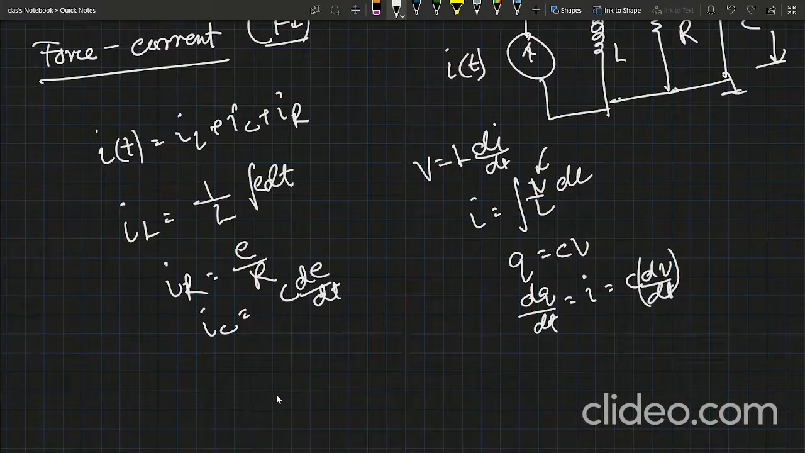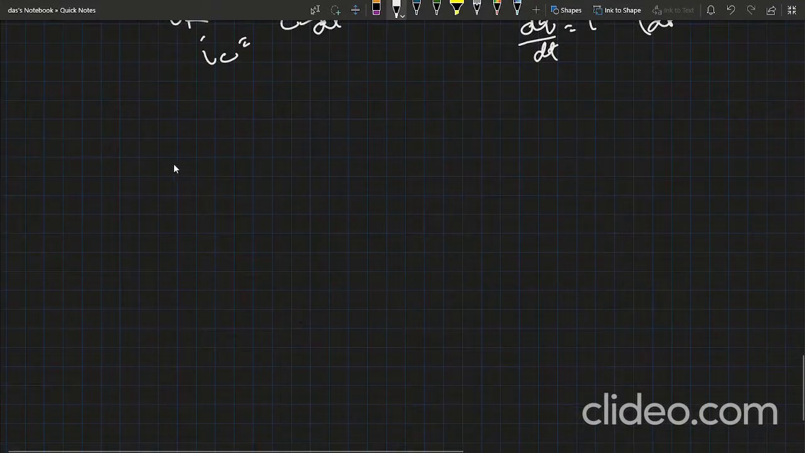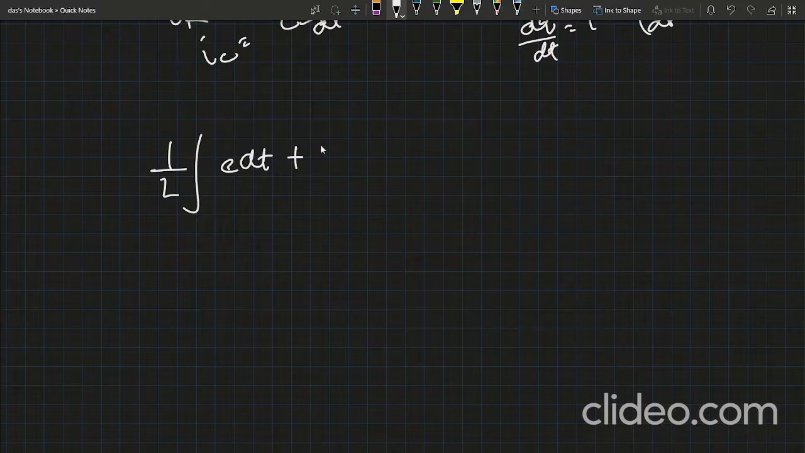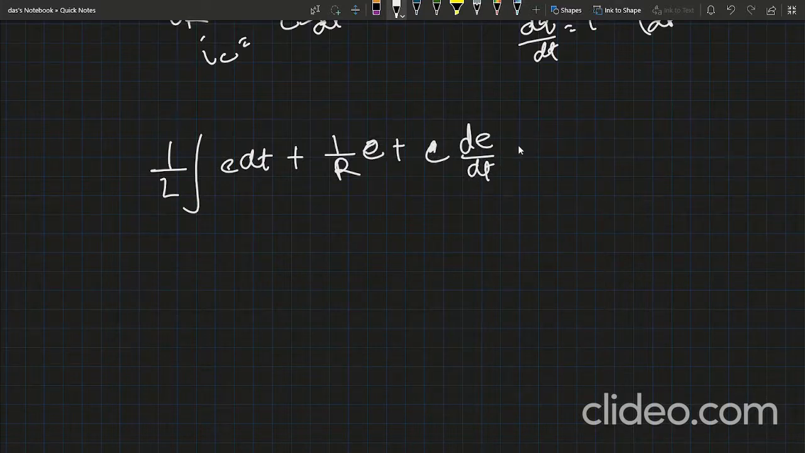Now putting these three equations together, we get 1 by L integration e dt plus 1 by R into e plus C into de by dt. One thing to note: this is the capacitance C and this is the voltage e, so be careful not to confuse the parameters. Now this is our KCL equation.